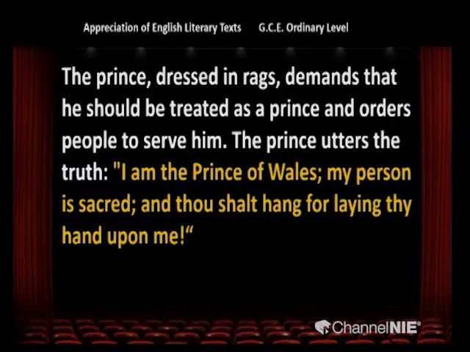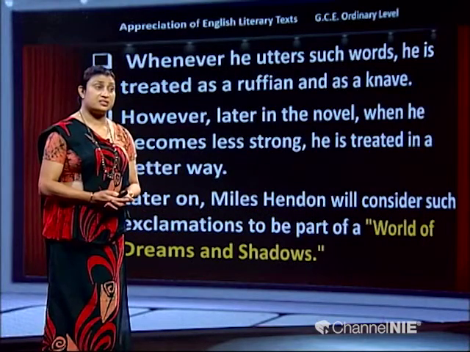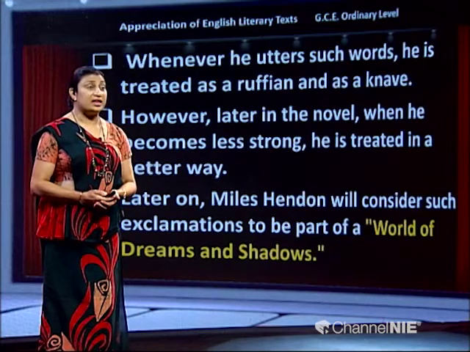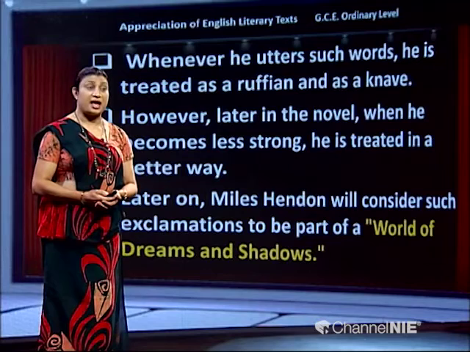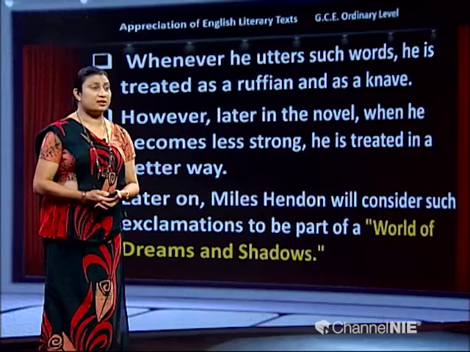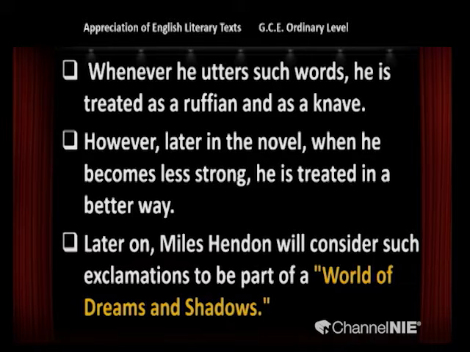So, in those days, the king and the prince were considered as sacred people. So, no one can touch them. That's why they had the whipping boy in their studies. So, what happens when this prince says such words? Whenever he utters such words, he is treated as a ruffian and as a knave. Always he was humiliated. Yes. However, later in the novel, when he becomes less strong, he is treated in a better way.